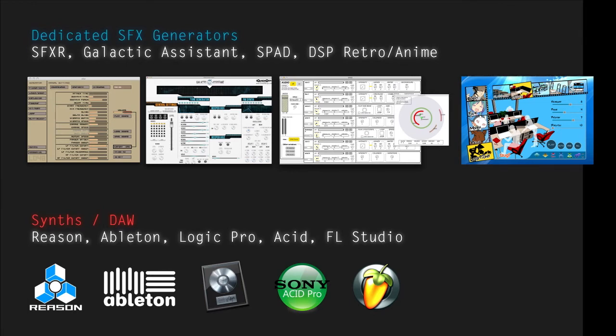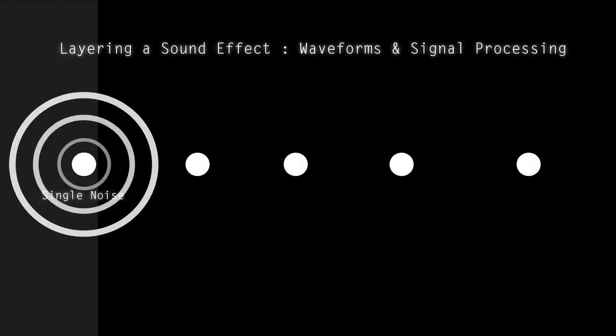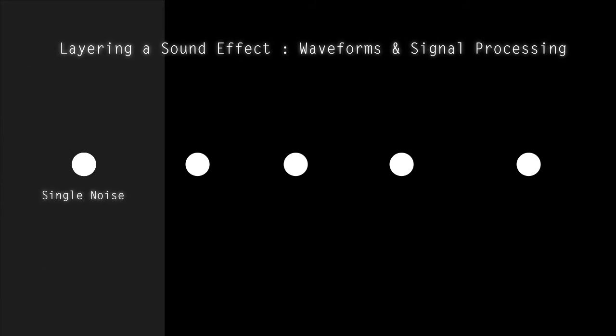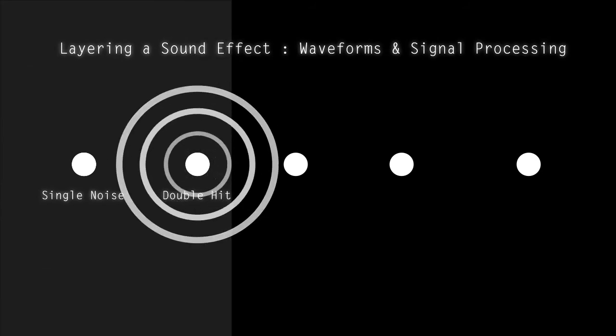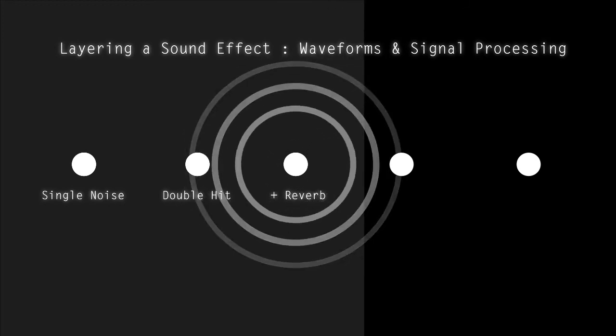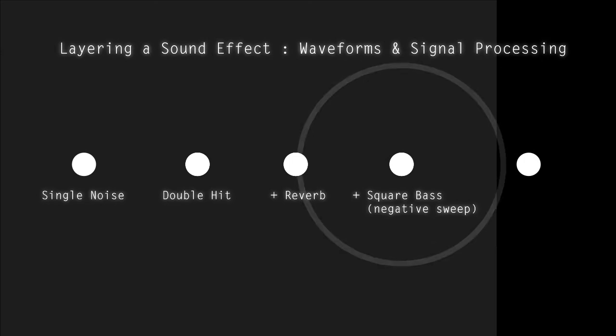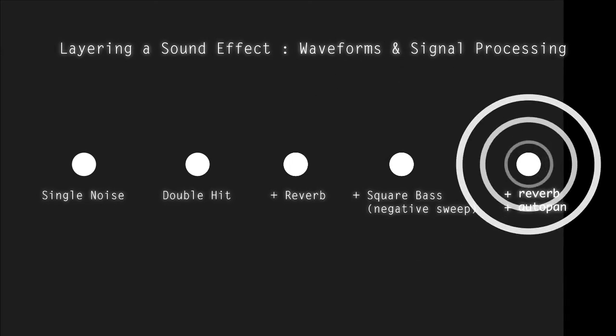Let's look quickly at layering a lo-fi hit effect. Starting with a single blast of noise. Repeating it changes the feel slightly. Adding some reverb makes it bigger. A square bass wave with a pitch sweep adds power. And a tremolo and more reverb gives it character.